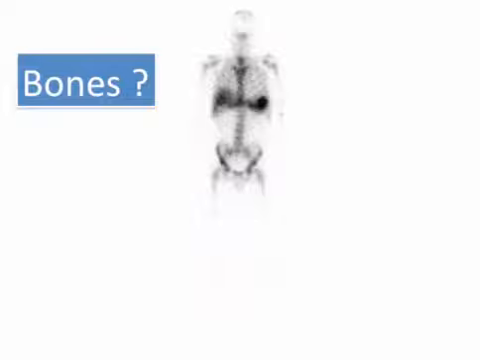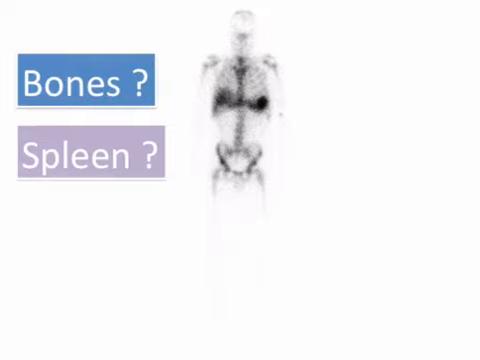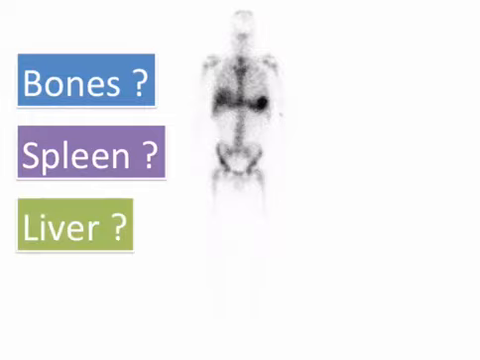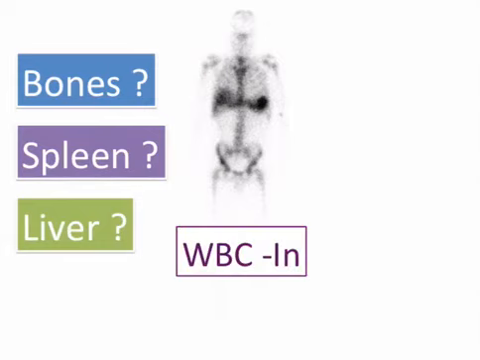All right, what about this guy? Bones or no bones? Yeah, he's got bones. Spleen or no spleen? Definitely has a spleen, right? Looks hot. It's a hot spleen. Liver? It's got a liver, but not as hot as the spleen. Does he have bowel uptake? No. So this is the indium white blood cell, right? If he had bowel, then you'd think TEC.